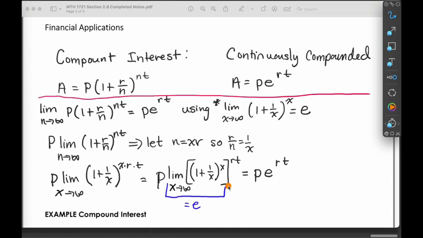Now I've got this broken up, so I have the limit as x goes to infinity of that expression that we were looking for. And because I know that this has a limit, I can replace this with the limit, which is e. We knew that from Calc 1. So this is equivalent to e, and then I have P times e all raised to the rt. So this is where we get our continuously compounded formula.